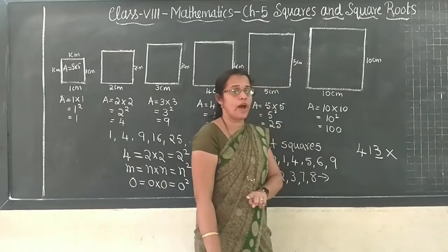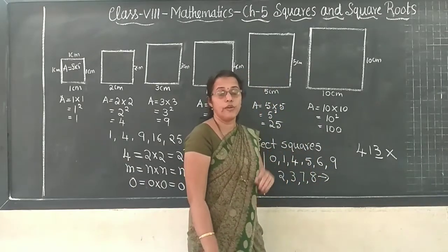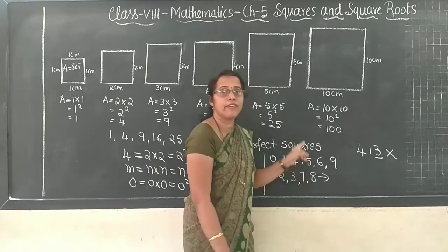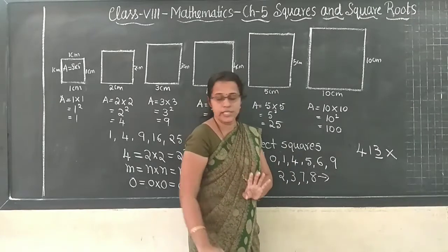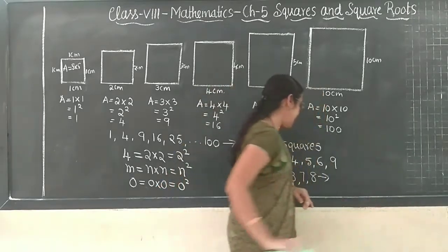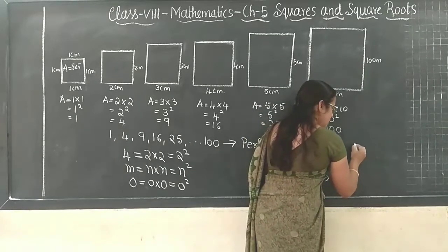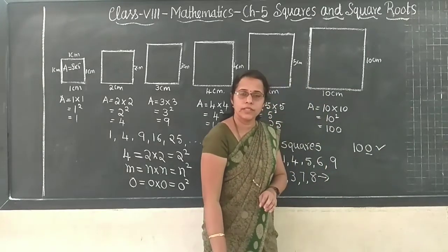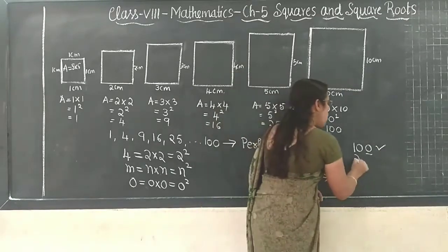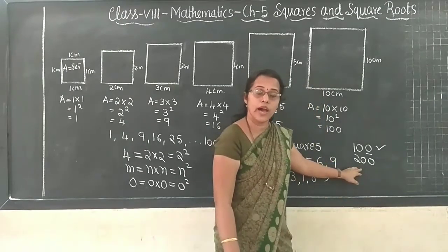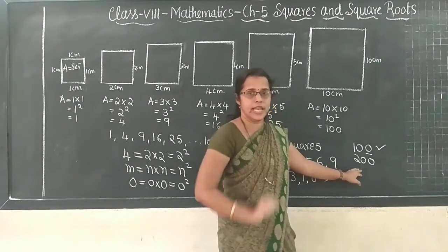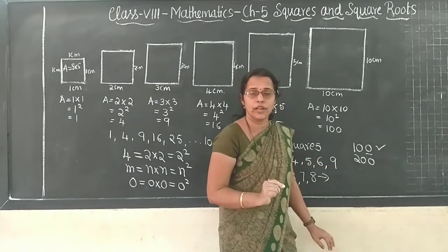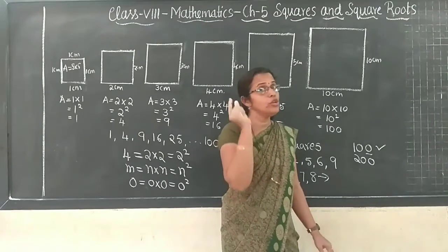A number that ends with 0, 1, 4, 5, 6, 9 may or may not be a perfect square. So every time we cannot say they are perfect squares. Saying that every number ending with these digits is a perfect square is difficult. For example, 100 ends with 0. Yes, this is a perfect square. If the number is 200, is it a perfect square? You have to check and say. 100 is a perfect square, but 200 is not. Both end with 0, no children? Perfect square or not, you have to check and say.